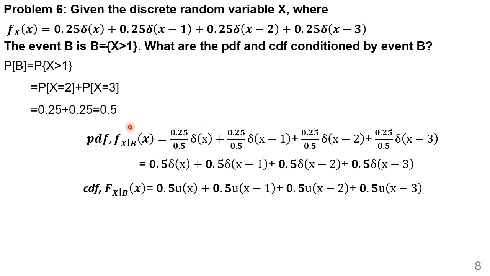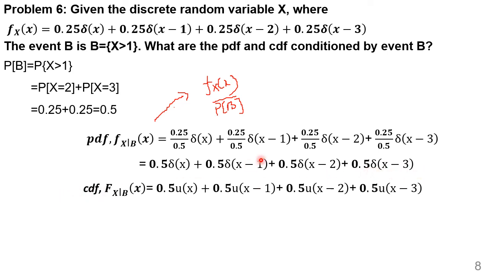The formula is given by f_X(x) divided by P(B). Now f_X(x) is defined here. It is 0.25 delta of x. So the first term will be 0.25 divided by 0.5 delta of x. The second term is 0.25 delta of x minus 1 divided by 0.5. The third term is 0.25 divided by 0.5 delta of x minus 2. The fourth term is 0.25 divided by 0.5 delta of x minus 3. We get this as 0.5 delta of x plus 0.5 delta of x minus 1 plus 0.5 delta of x minus 2 plus 0.5 delta of x minus 3.